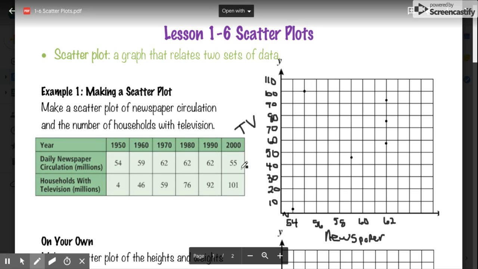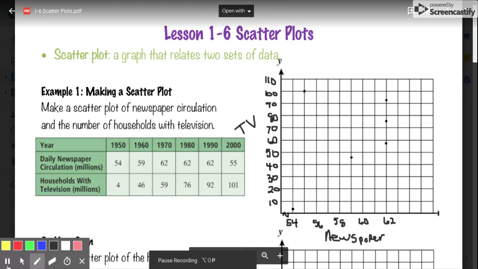So typically there would be a question now about comparing the data, if you notice any type of relationship or not, but for now we're just practicing plotting. So go ahead and go to the on your own problem, pause here and see if you can complete the scatter plot by yourself and then check the answer in a few minutes.